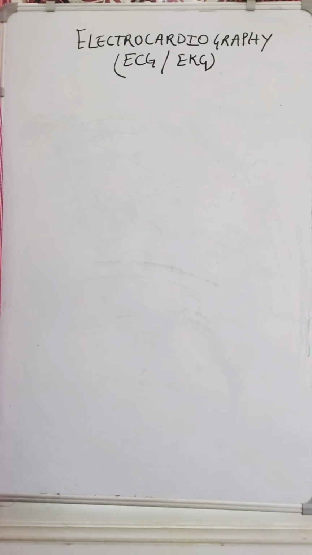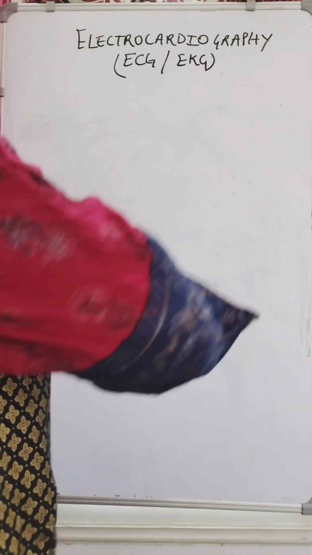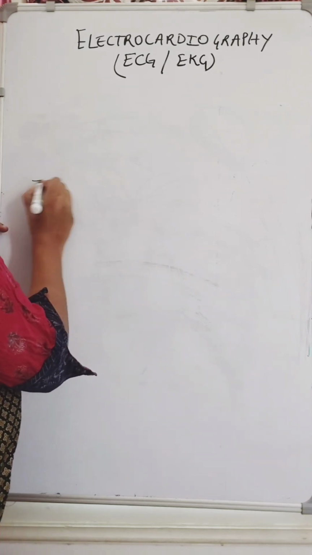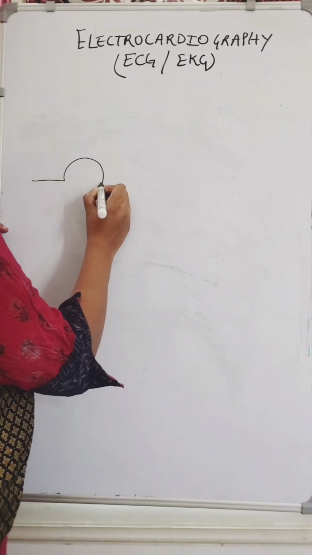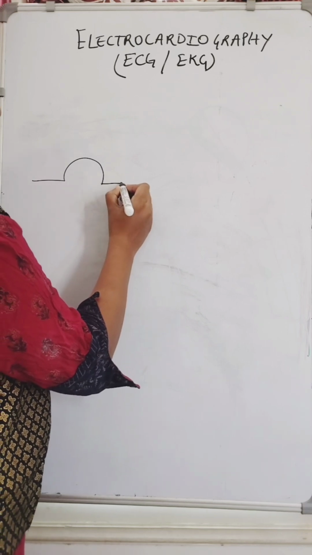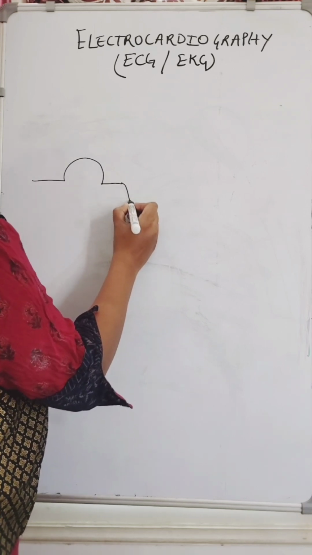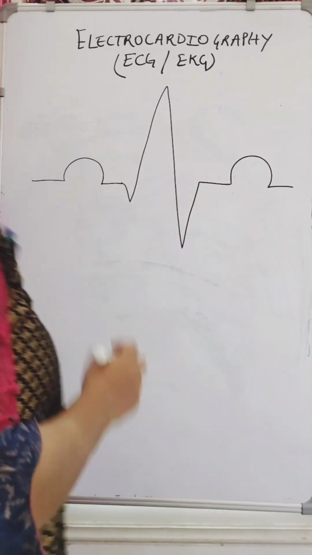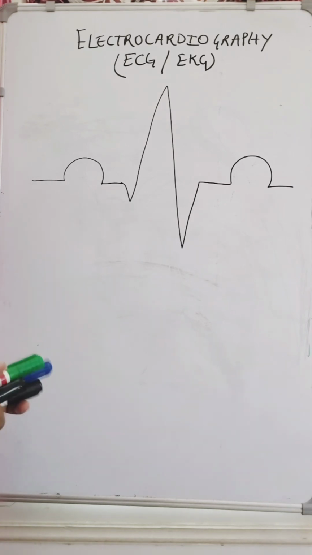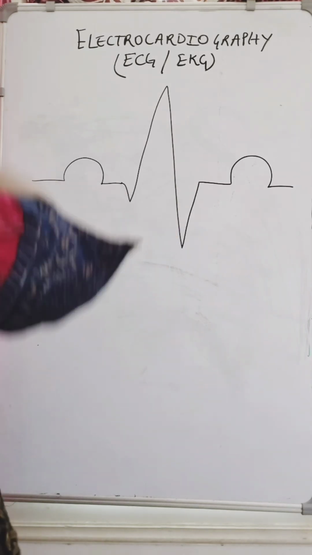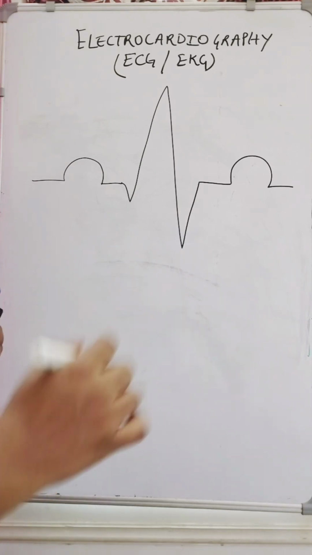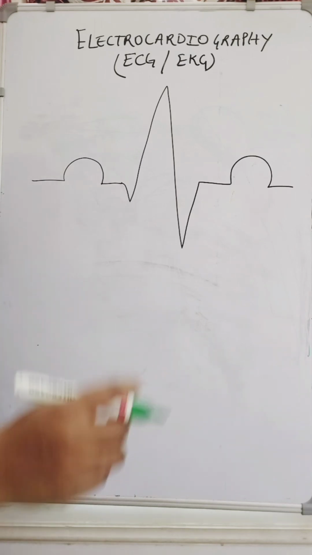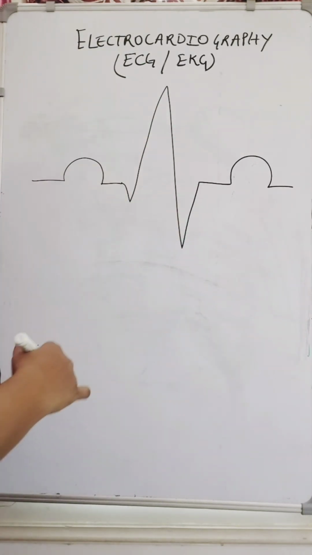So in an ECG, if you see the graph, let us draw the graph now. So the ECG graph, how does it look? It looks like this. Now let us label it. Before doing this, let me tell you what are the three stages of ECG functioning, or the action potential which is occurring in the heart.